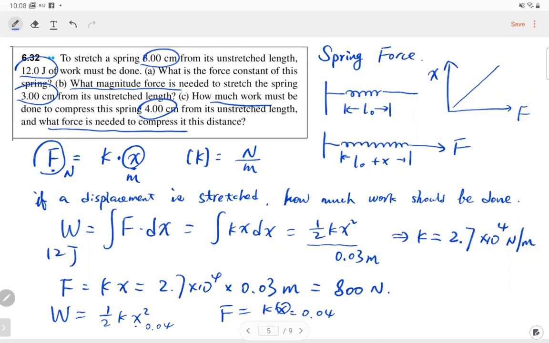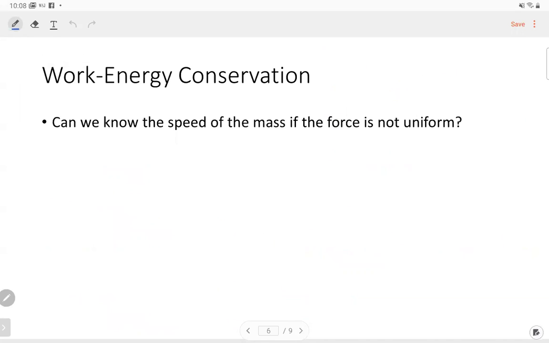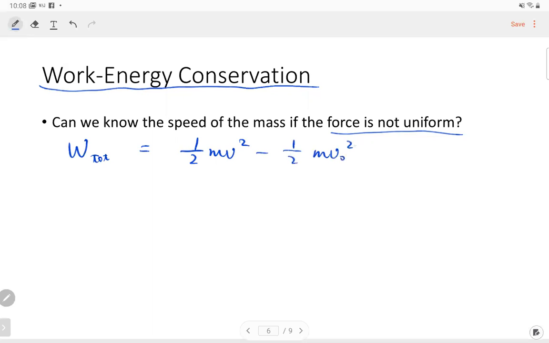Okay, let me give you a short summary of how to use work-energy conservation to do the calculation. This theory is developed to solve a question: how can we calculate speed if the force is not uniform? So we're going to calculate total work. If we have the total work, and we know the initial velocity, then we're going to use the kinetic energy to solve for the velocity. So total work equals the change of kinetic energy. If we know the initial velocity, we will know the initial kinetic energy. Then we can solve for the final kinetic energy, and then the final velocity.